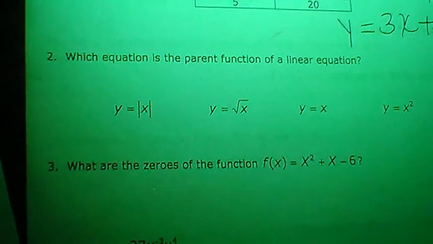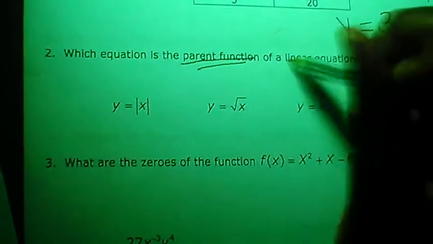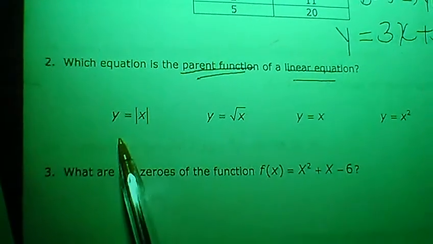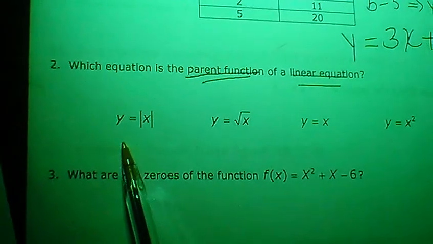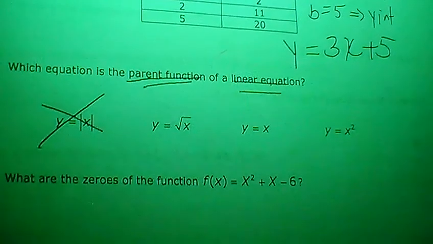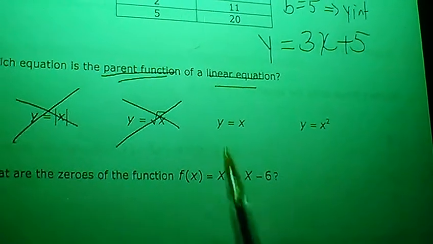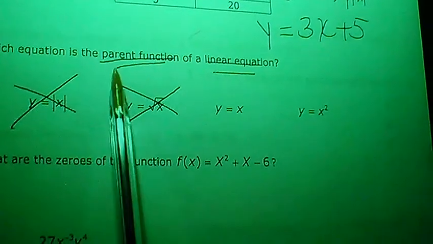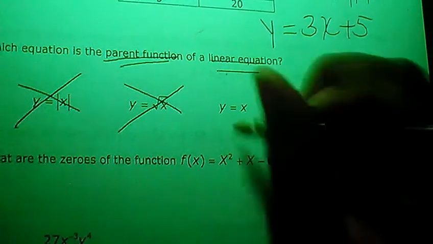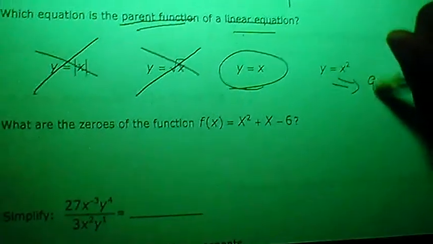Number 2. Which equation is the parent function for a linear equation? So we want the parent function, linear equation. Our first choice is y equals absolute value of x. We haven't done anything with absolute value functions, so that's not an option. Y equals the square root of x. We have not investigated radical functions. So our two choices, y equals x and y equals x squared. For a linear parent function from our last lesson, y equals x, because y equals x squared is for a quadratic.